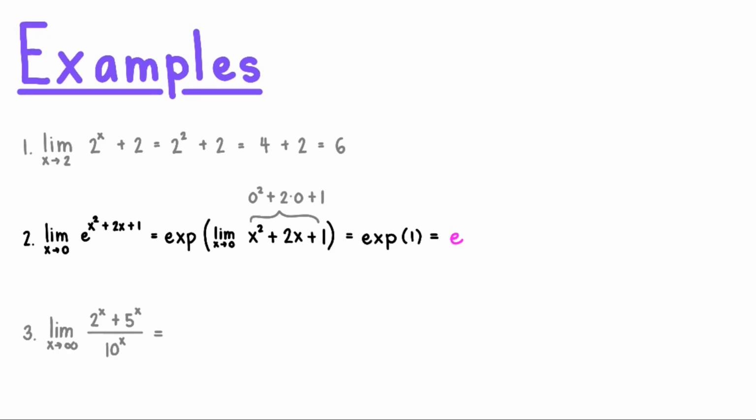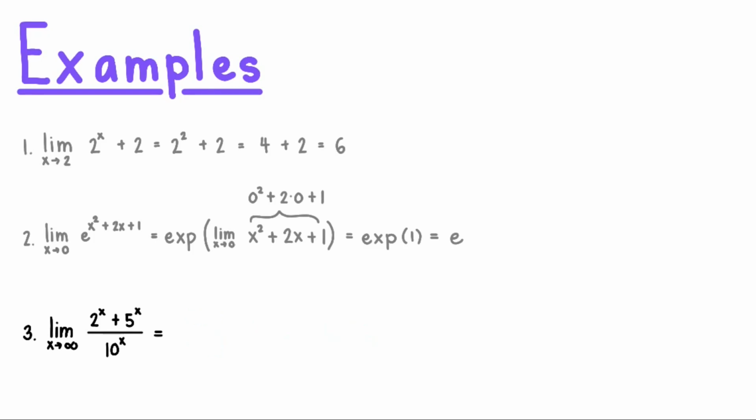So far so good, I hope so. And now let's move on to the last example. We have the limit of 2 raised to x plus 5 raised to x over 10 raised to x as x goes to infinity. Observe that if we plug in infinity immediately into the function, we'll have infinity over infinity, which again is an indeterminate, so we can't really conclude anything from that.